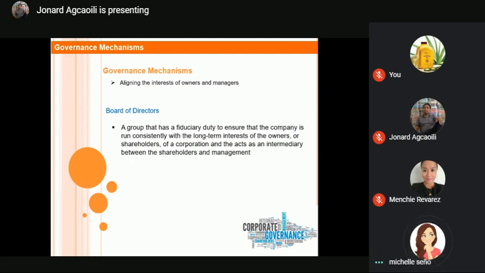company. Board of Directors: a group that has a fiduciary duty to ensure that the company is run consistently with the long-term interests of the owners or shareholders of a corporation, and they act as an intermediary between the shareholders and management.